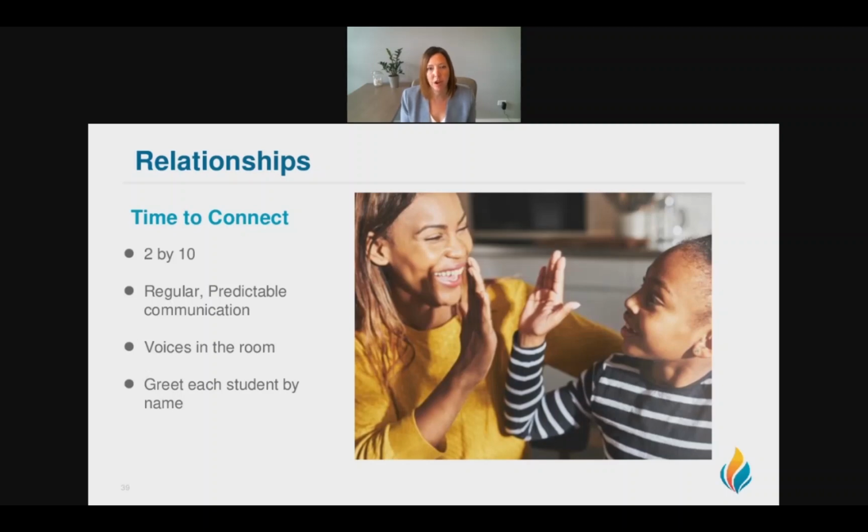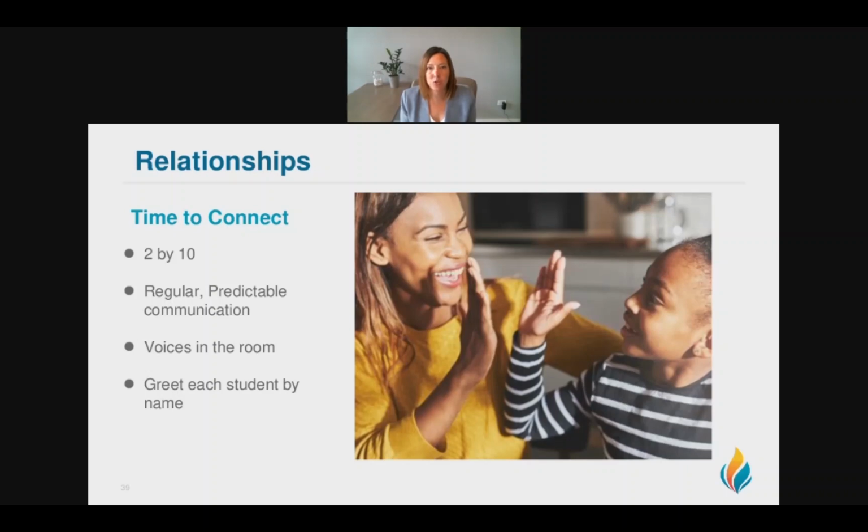I like some specific strategies in particular, and I'm guessing that others have ideas of strategies that you can include in the chat that people might like to hear as well, or explore as well, related to connecting with students and building relationships with them. One of my favorites is the 2x10.